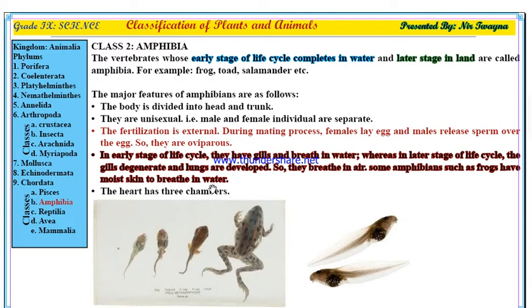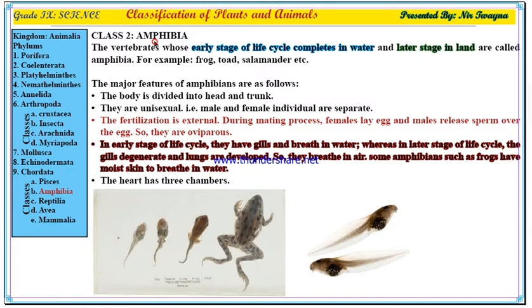Let us go to next class, class number 2, Amphibia. Amphi means both or mixed. Amphibia literally means the organisms which can live in both water and land.